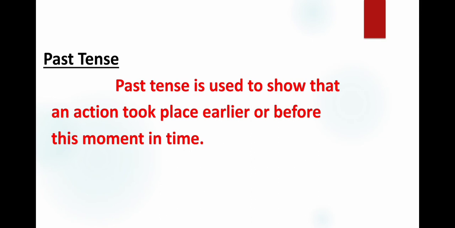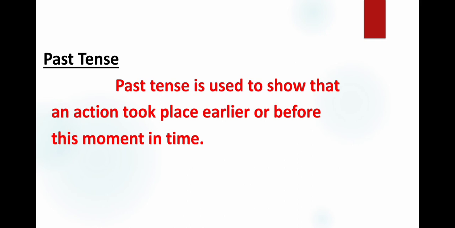Now students, it's time to discuss past tense. Past tense is used to show that an action took place earlier or before this moment in time. Children, the past tense is used to talk about something that started and finished at a definite time in the past. The past tense is a grammatical tense whose function is to place an action or situation in past time.